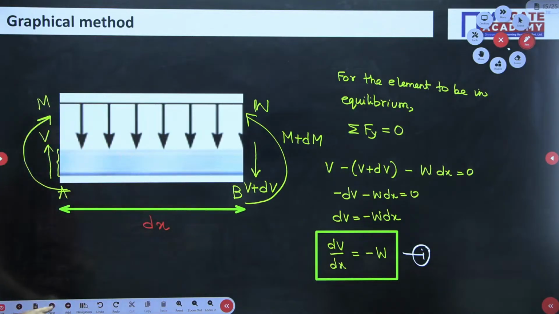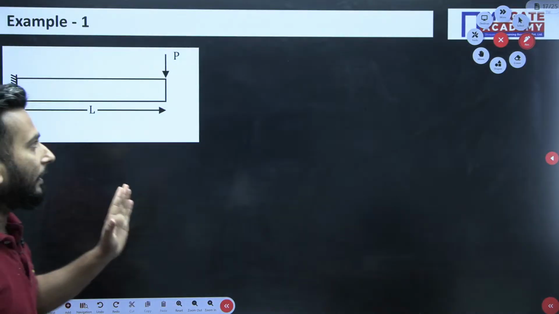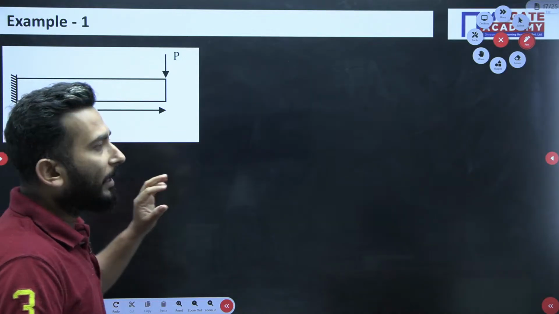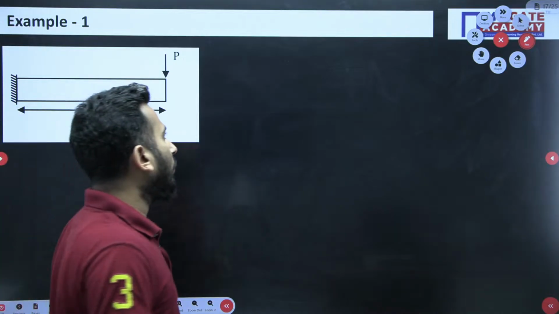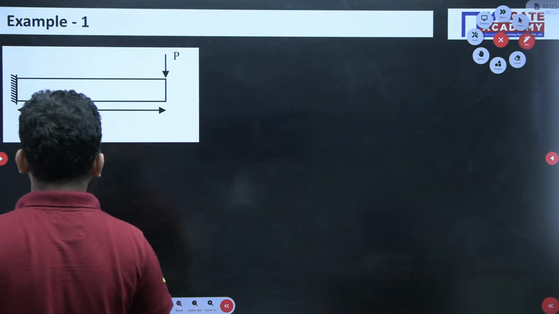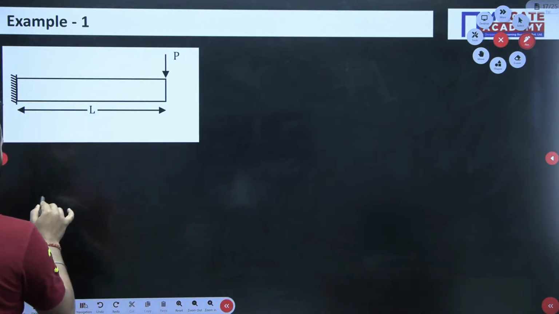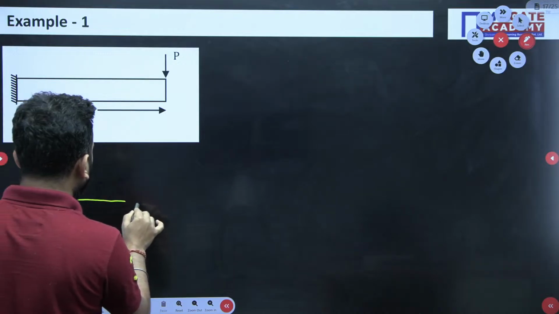Now let us quickly see the importance of this with the help of this example. We solved this question yesterday. Now I am going to quickly show you how the relationships come into the picture. So quickly, I draw the free body diagram for this cantilever.